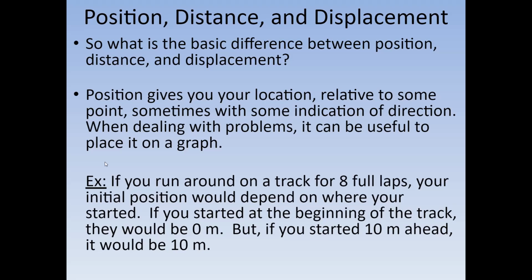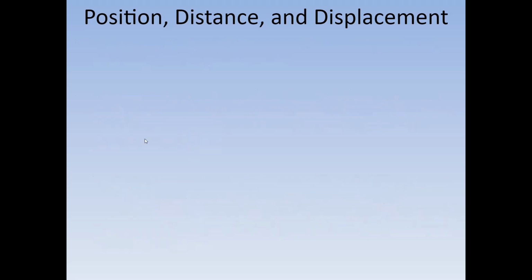One example, and I'm going to use pretty much the same example for all three of these terms. Imagine you were running around a track, you're going to do 8 full laps. You could talk about your initial position depending on where you started along the track. If we talk about the starting line as being zero, and you start at the beginning point, then your initial position would be 0 meters. But if you started 10 meters ahead of that starting line, then your initial position would be 10 meters. And if you started behind, it'd be 10 meters behind.